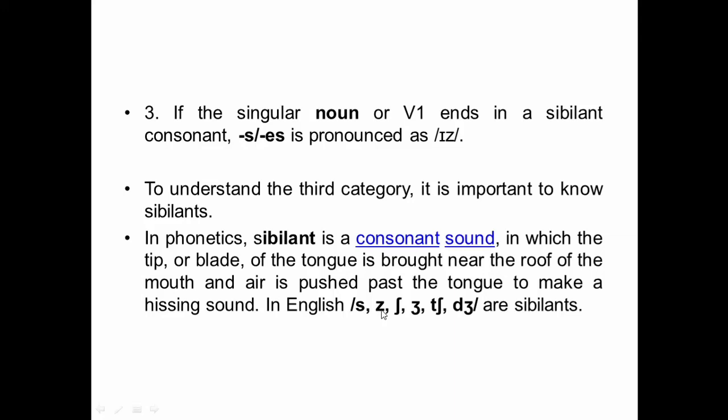When you pronounce these sounds, you can easily feel a buzz, you can easily feel hissing. The tongue is pressed inside the mouth and the air is allowed to go around the teeth, so these sounds are produced, and the hissing is just like this. Hissing means the sound of a snake. So when you say s, z, sh, zh, ch, these are all sibilants. You can feel the buzz, you can feel the hissing. That is why these are called sibilants. So rule number three is that if a singular noun or V1 ends in a sibilant consonant, then s or es will be pronounced as iz.